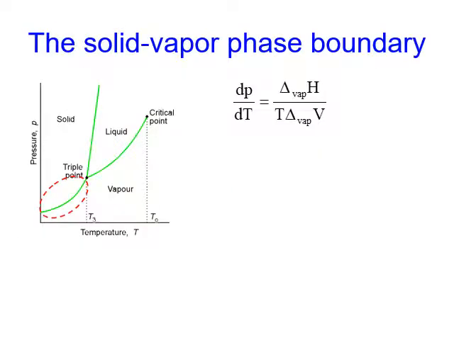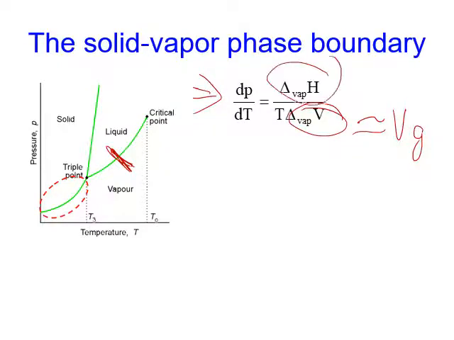We derived the Clausius-Clapeyron equation, which applies to the liquid vapor phase boundary. We started with this Clapeyron equation, and we assume the delta V is approximately the volume of the gas, because volume of the liquid is too small. All right. We also assume delta H is constant. So two assumptions. Okay, this is constant.